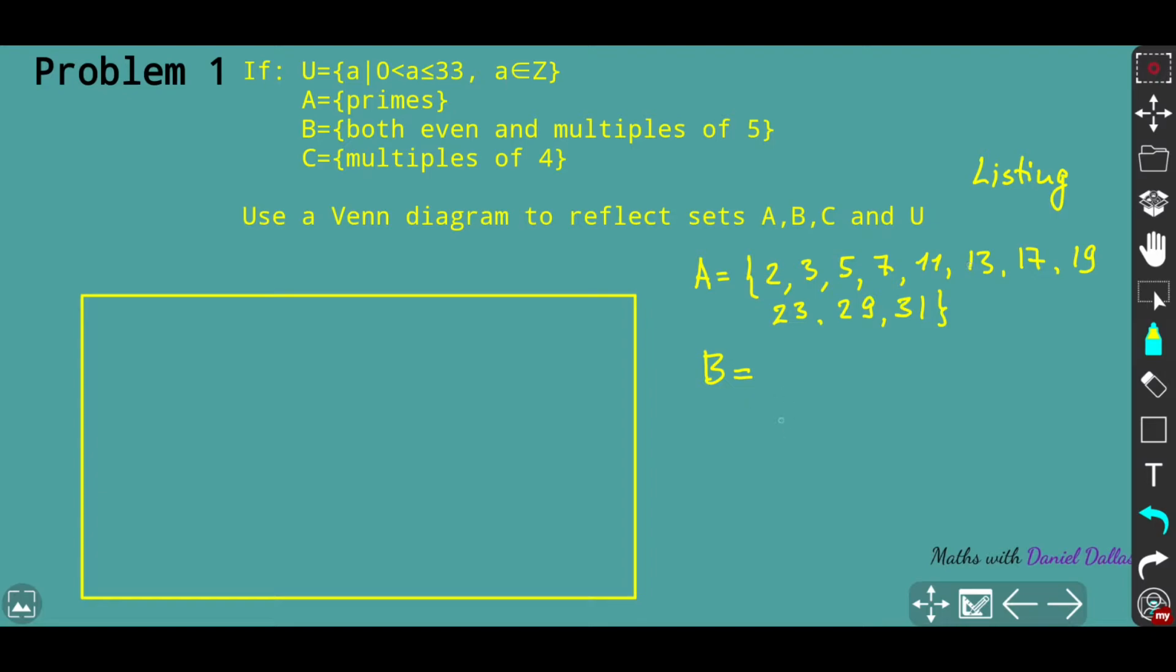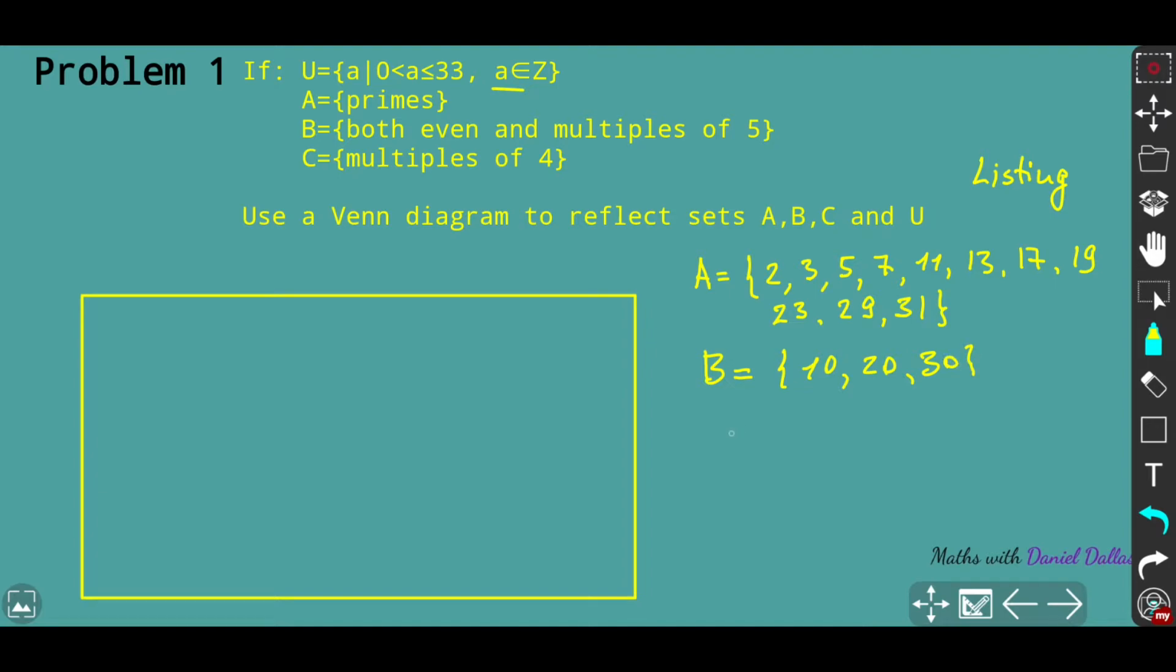Okay, coming back to set B, we have numbers that are both even and multiples of 5. Multiples are the numbers that can be divided by 5 with no remainder. It's going to be a whole number because the universe is whole numbers. So both even and multiples of 5: the starting number is 10, then 20, and we finalize with 30 as the last number.